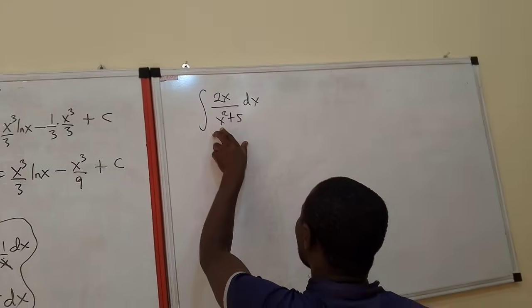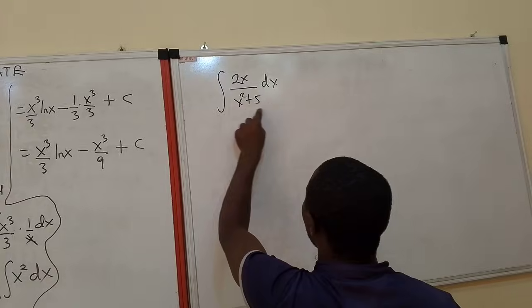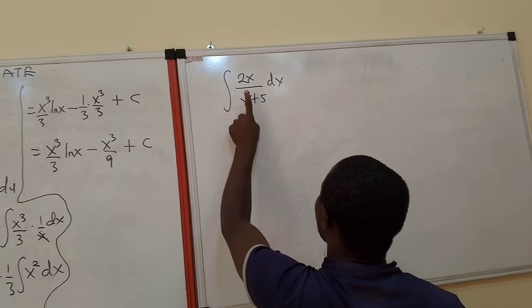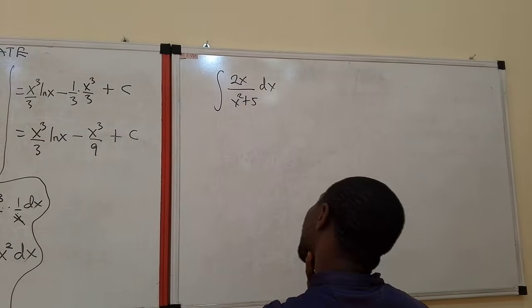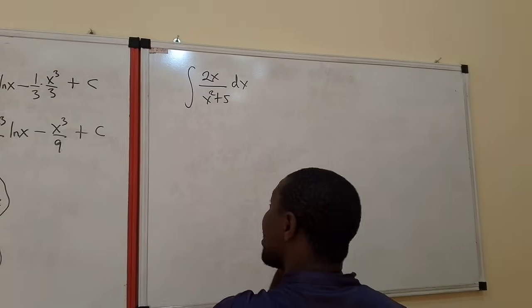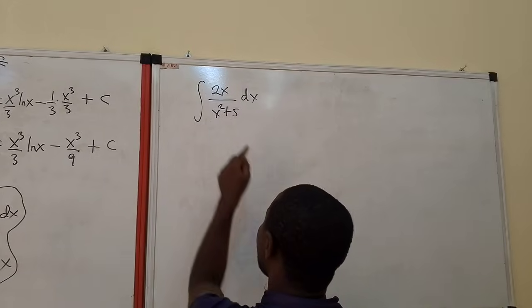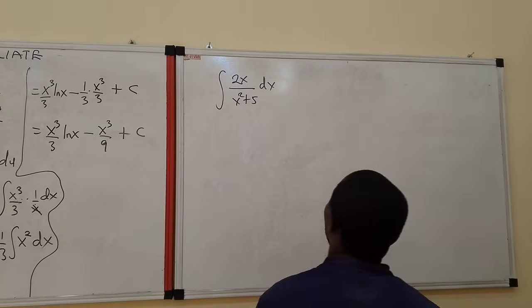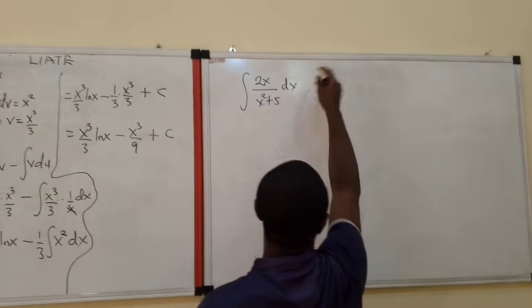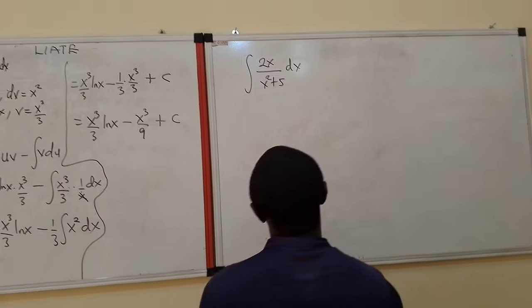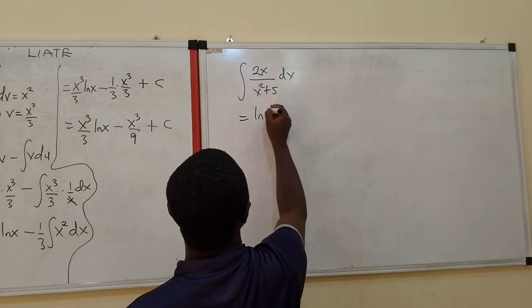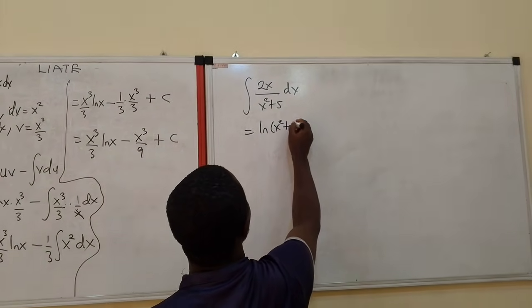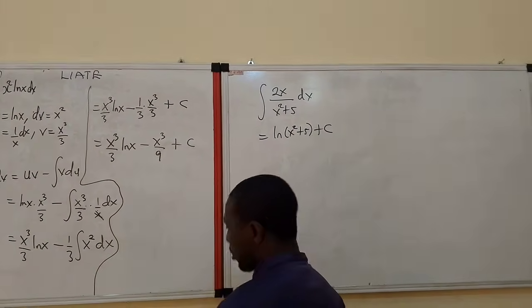If I differentiate this denominator, x squared plus 5, I'll get 2x. Since the differentiation of the denominator is giving me the numerator, there's no point solving. This is a shortcut. The final answer is going to be ln of the denominator, ln of x squared plus 5, plus c.